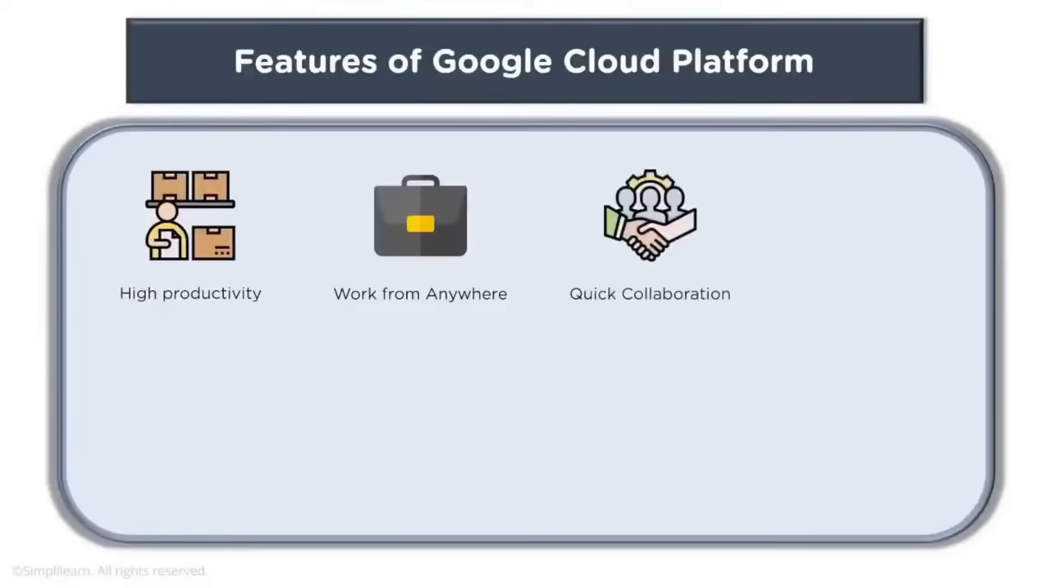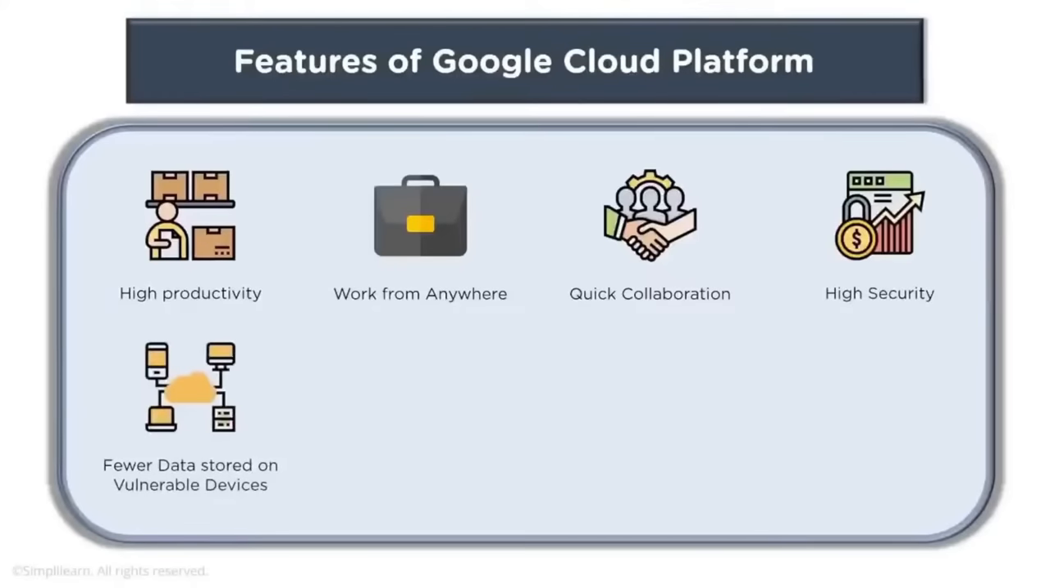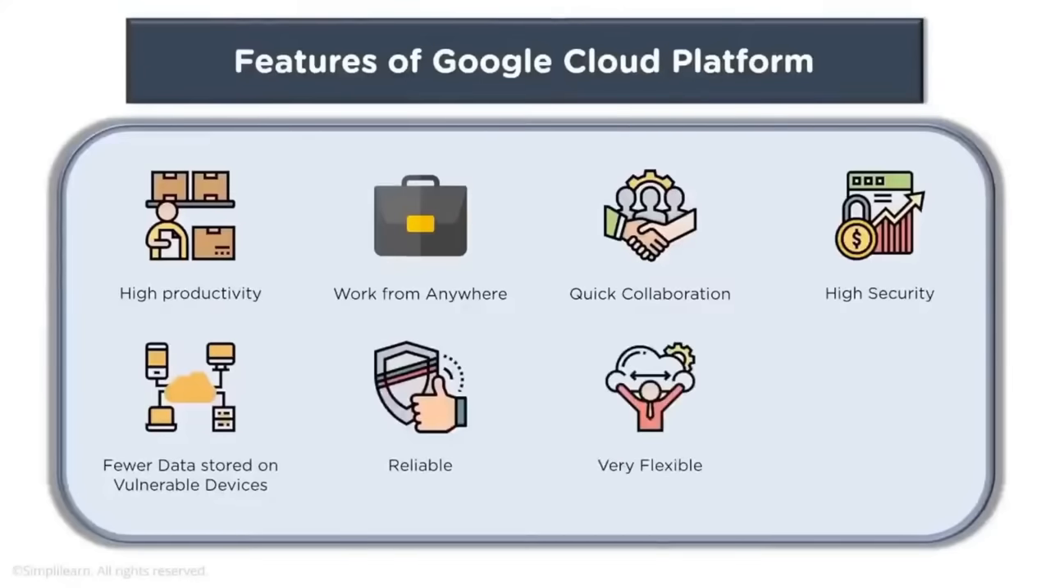You can quickly collaborate with different teams or different colleagues working on different projects, which might be sharing or using different GCP resources. You are benefiting from high security and different encryption and security mechanisms which GCP offers. Now, there is less data stored on vulnerable devices. There is high reliability, flexibility and scalability, which GCP offers. And the cost effectiveness really makes it a good choice when you would want to benefit from infrastructure modernization and using a cloud platform solution for your use case.